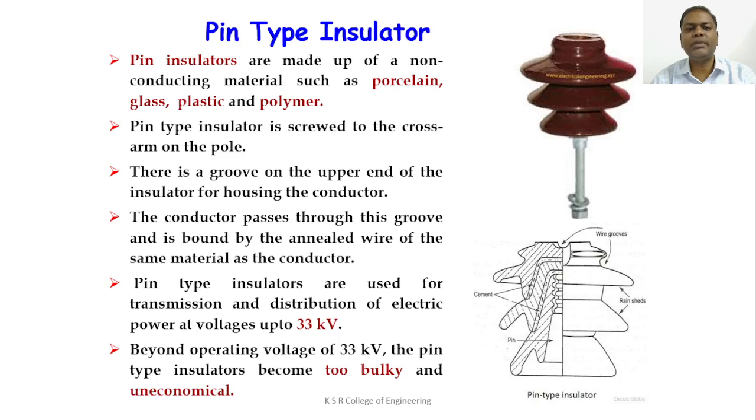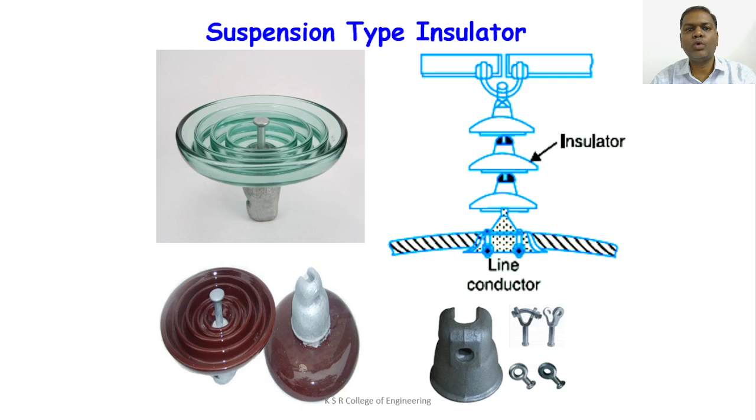This pin type insulator is particularly used for power up to 33 kV. It is normally made up of porcelain, glass, plastic and polymer. The pin type insulator is screwed to the cross arm on the pole. There is a groove on the upper end of the insulator for housing the conductor. The conductor passes through this groove and is bound by annealed wire of the same material as the conductor. The pin type insulator becomes too bulky and uneconomical at higher voltages, so we go for the suspension type insulator.